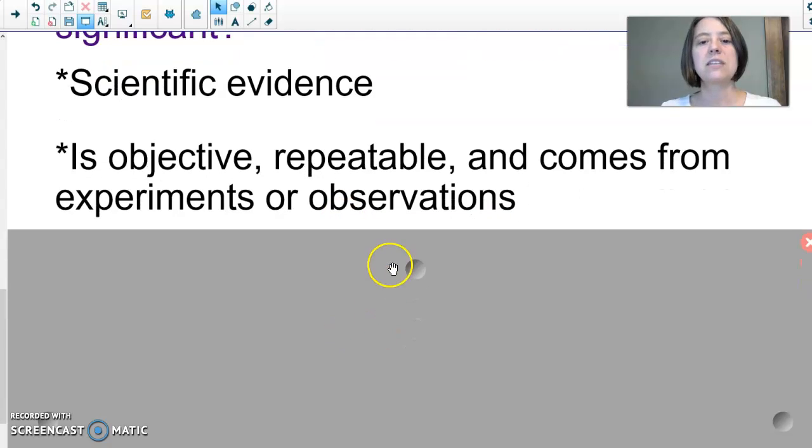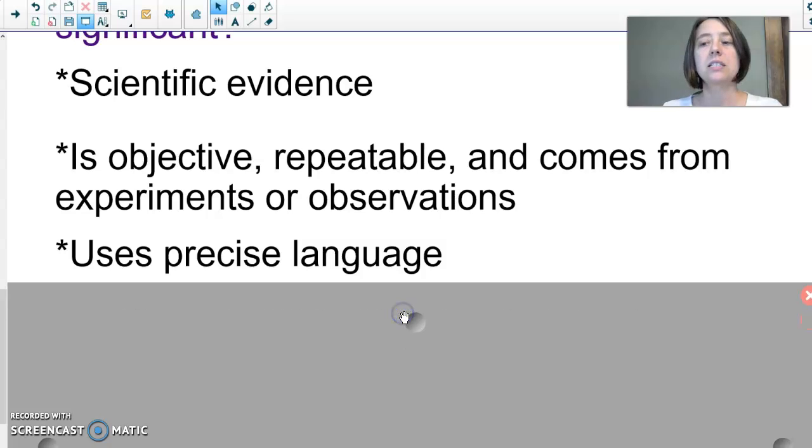Scientific evidence either comes from observations of the natural world, of natural phenomena, or from experiments done in the natural world or in a more controlled laboratory setting. Scientific evidence always uses precise language. We don't want to confuse people with what we mean. So we have words and they have specific definitions, and that helps everybody out in the end. You've got to learn them, but it helps everybody out in the end.